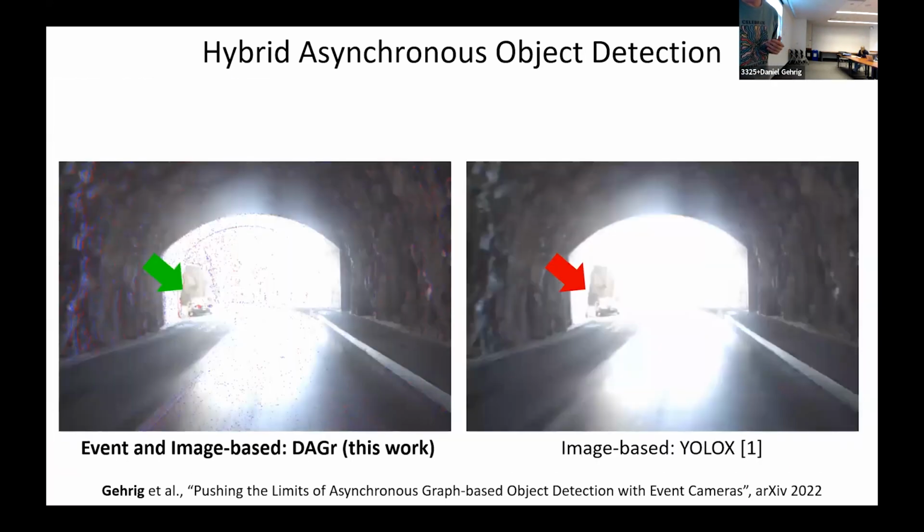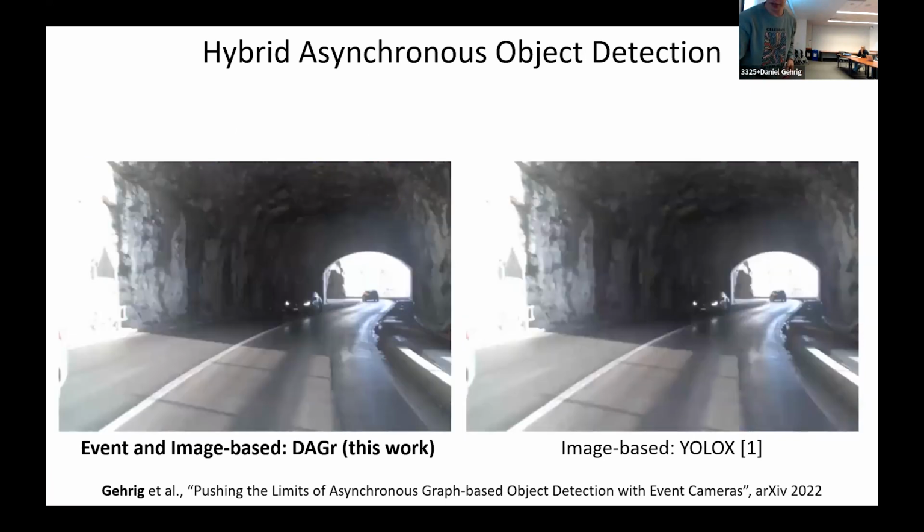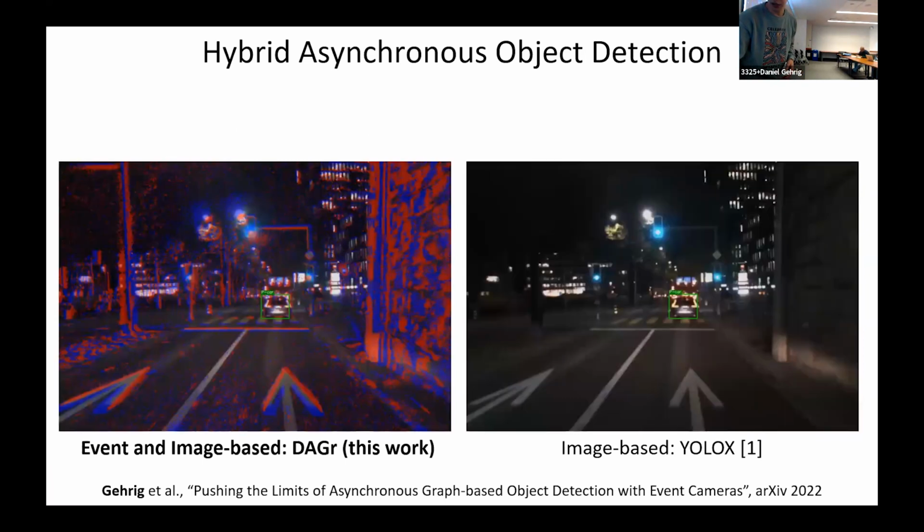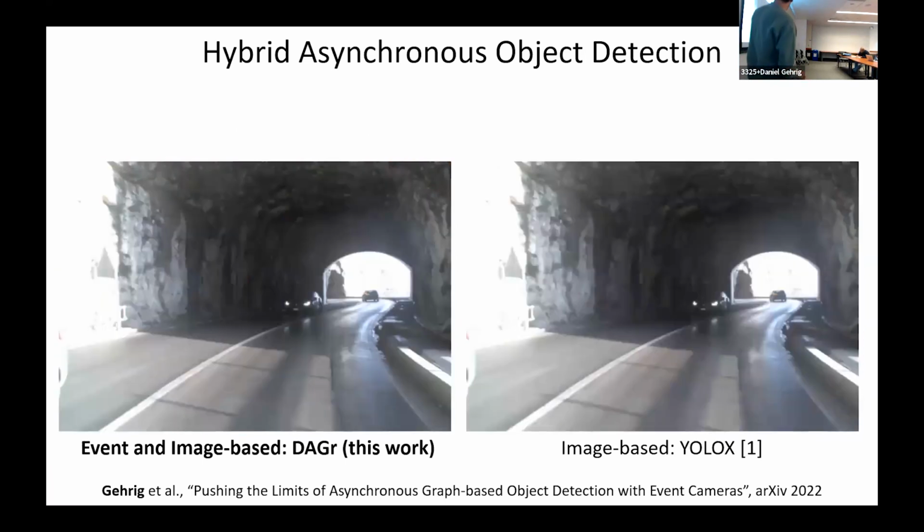Here is another example of a challenging HDR scenario. We have this car approaching, and because of the saturation, the frames are not enough to actually find the car. But adding events again enhances the contrast, and we have an early prediction of where the car will arrive. Here's another example with low dynamic range. Again, with the events, we're able to detect it faster.